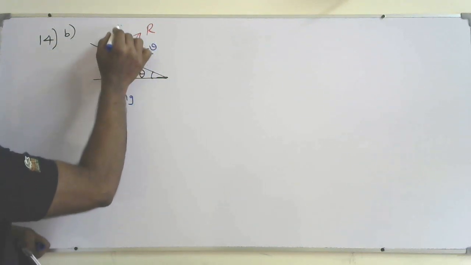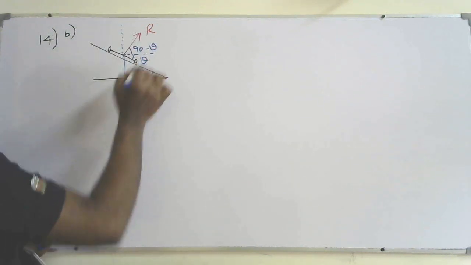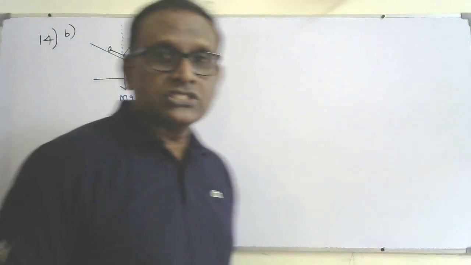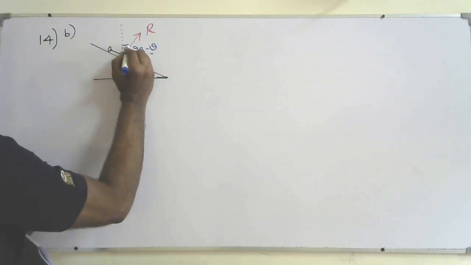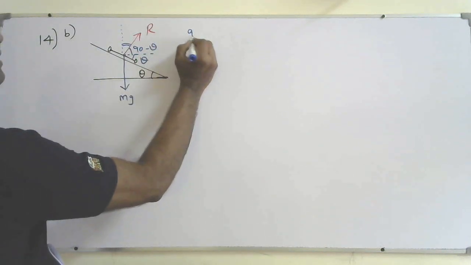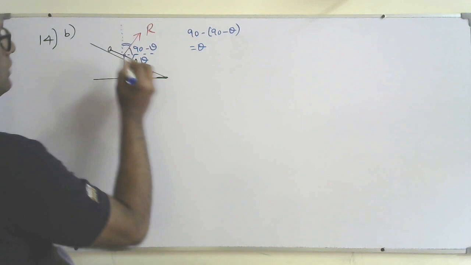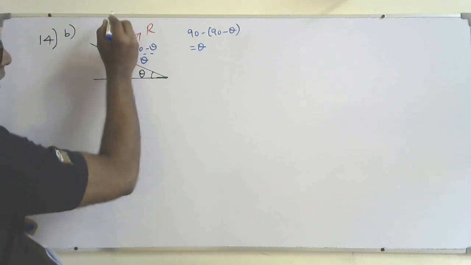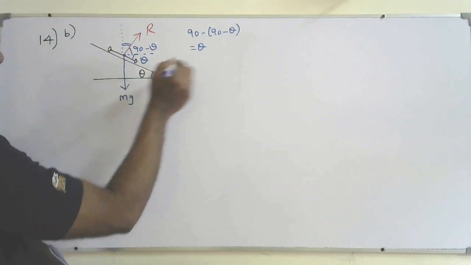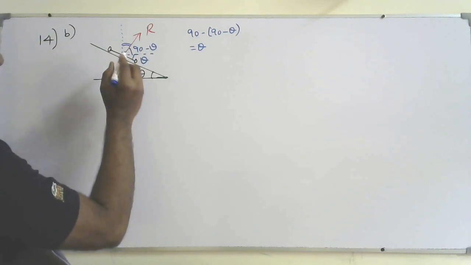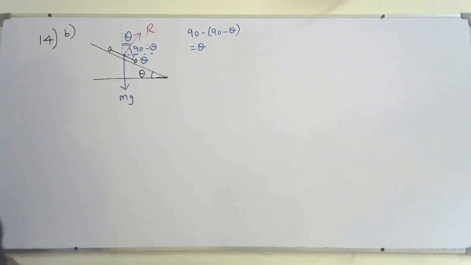And this vertical line and the horizontal line, among them is 90 degrees. So this angle will be 90 minus 90 minus theta, that will be theta. So this angle between the vertical line and the horizontal line will be 90. This is 90 minus theta. So this is going to be theta.